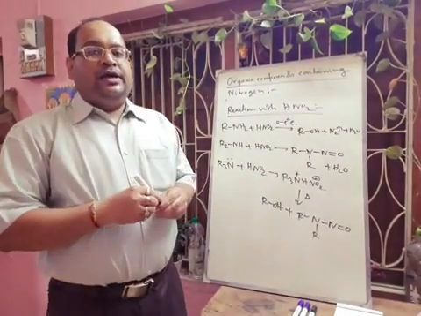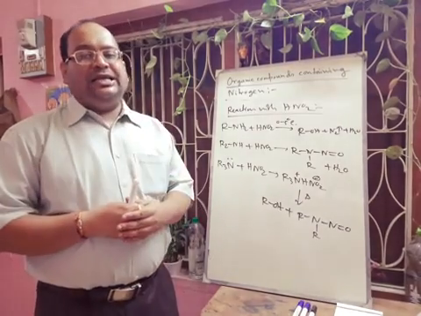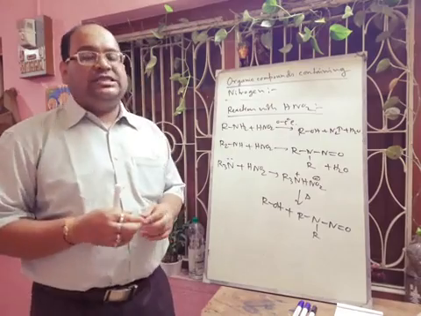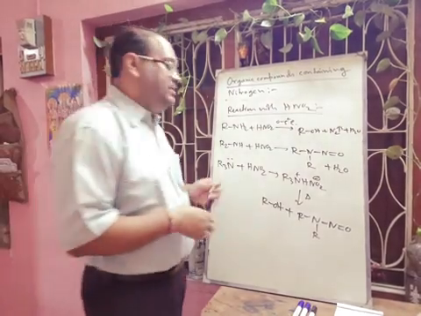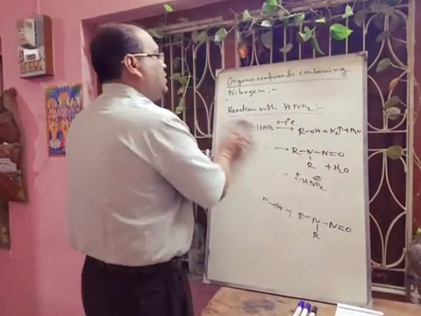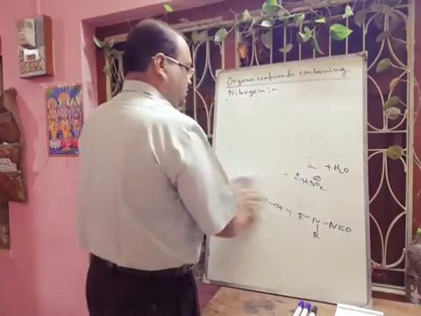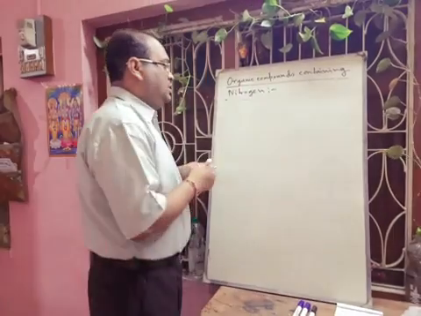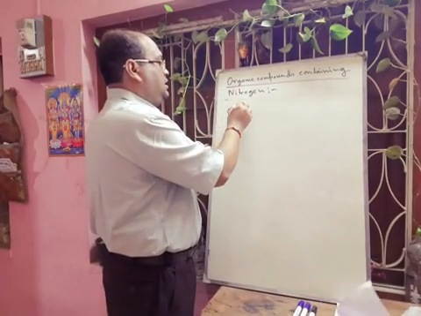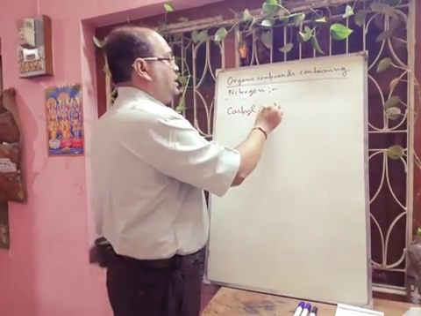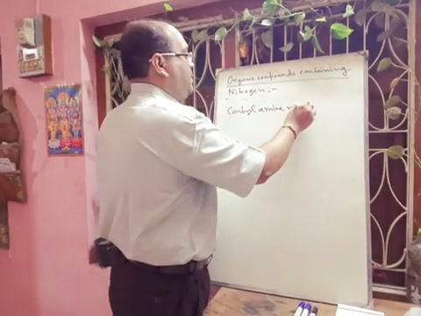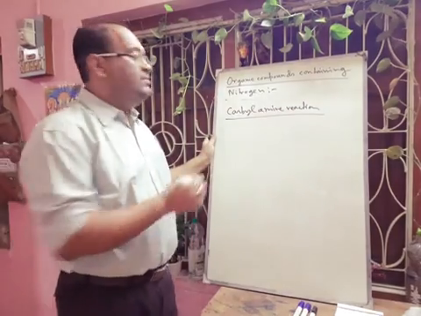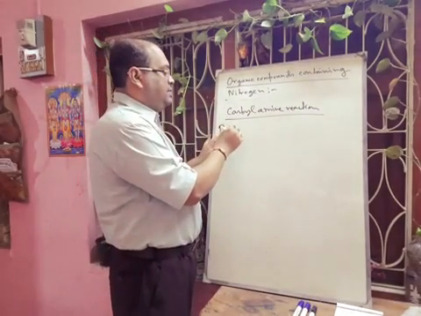Next one, a very important reaction by which we can easily detect the primary amine. Only primary amine will respond to this test. This is called the carbylamine reaction. Already we have discussed it in the case of haloalkanes. So in the carbylamine reaction, we have to take only the primary amine.